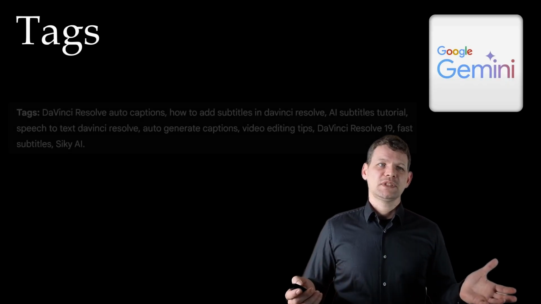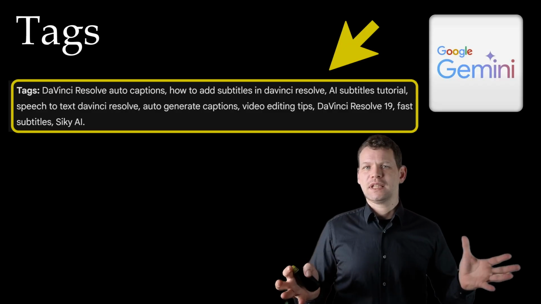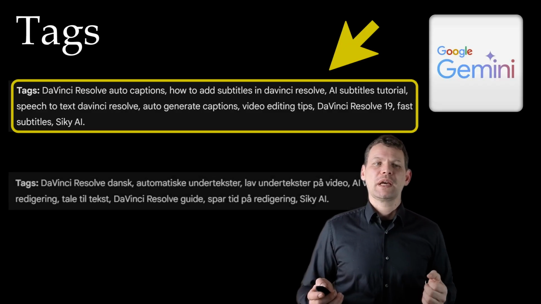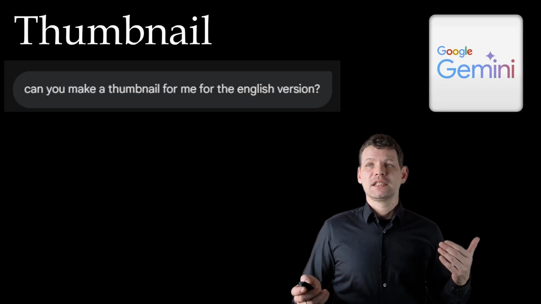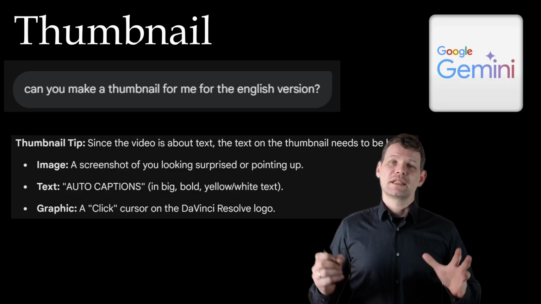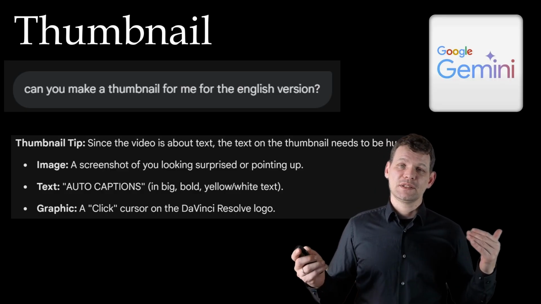With the tags, I get some tags for the video. Sometimes they're good, sometimes they're not that good. So we can give it a little bit of feedback with a prompt, and then it gives the tags in Danish. In the thumbnail, it actually gives you a thumbnail tip, and then you can actually make Google Gemini make the thumbnail. But I'm not going to talk about that in this video.